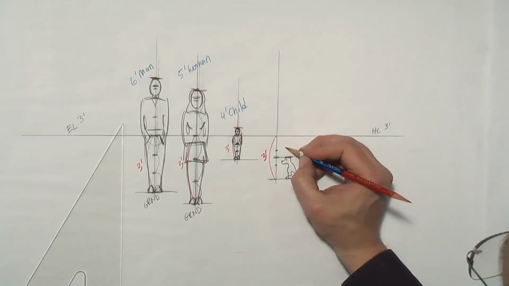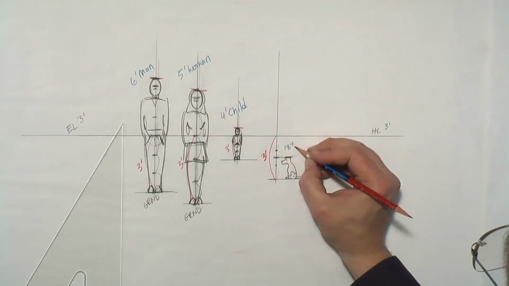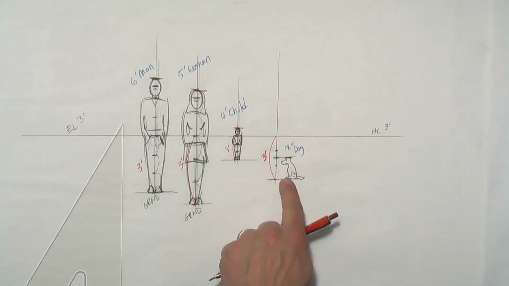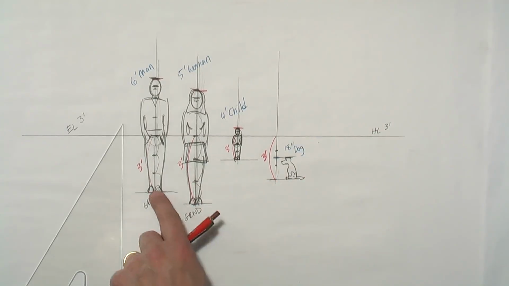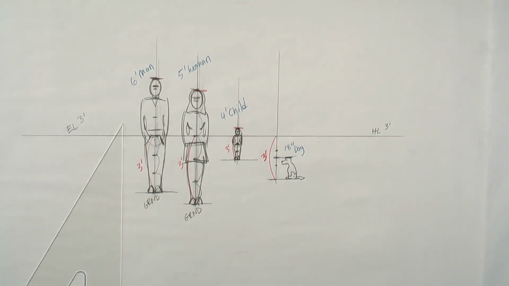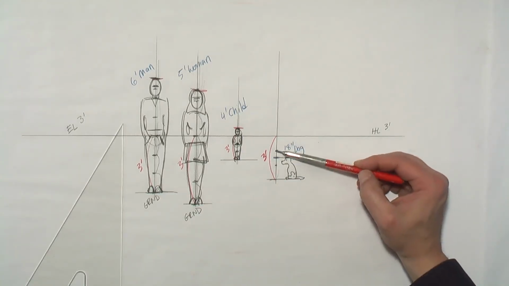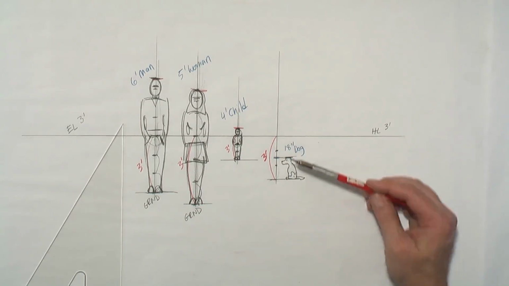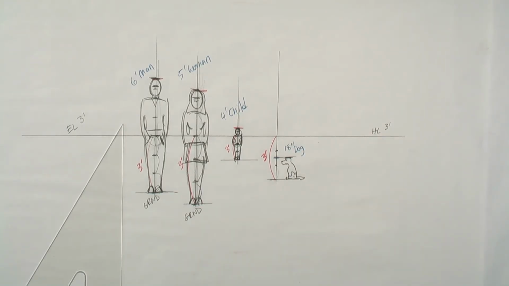So that is an 18-inch dog, but further forward than the child, but not as far forward as the man or the woman. And that's at 18 inches because, again, we carefully counted increments. 1, 2, 3. We could keep going, but we don't need to because the dog's only half the distance to the eye level.